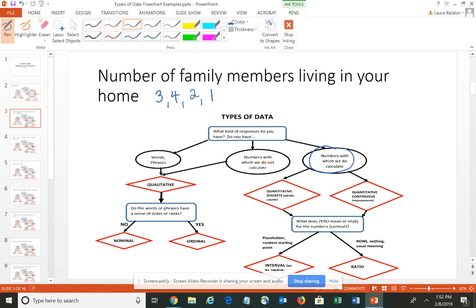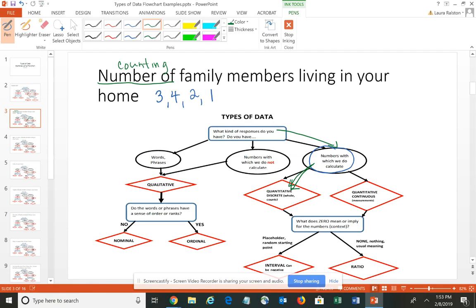Well, despite the government's thought that you can have part of a person, you really can't. So you're telling me 3, 4, 2, those are whole units or counts. The other phrase that jumps out at me here too is "number of," which again gives that sense of counting. So we've said we think the kind of responses are numbers with which we calculate. I believe they're discrete because we're counting and it's wholes.